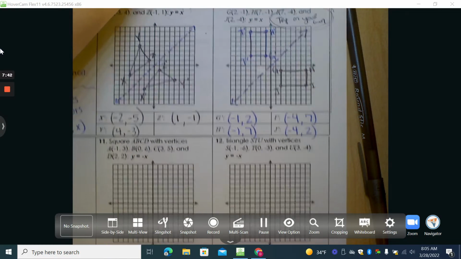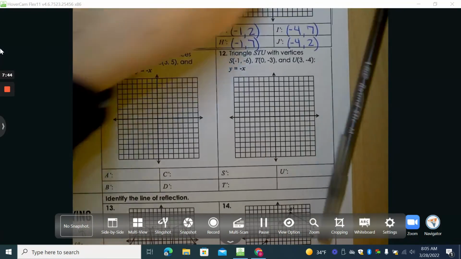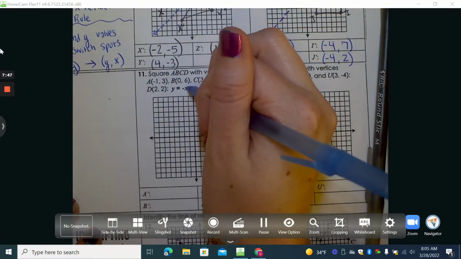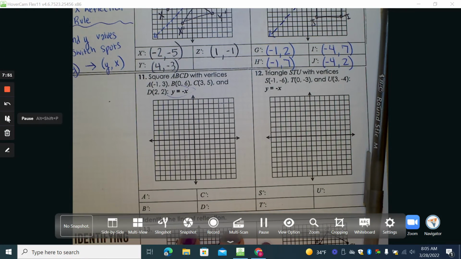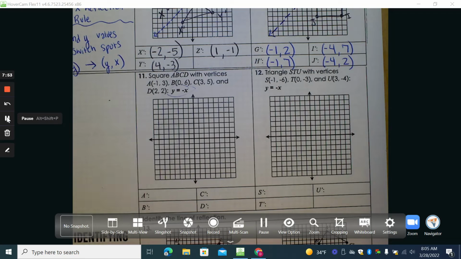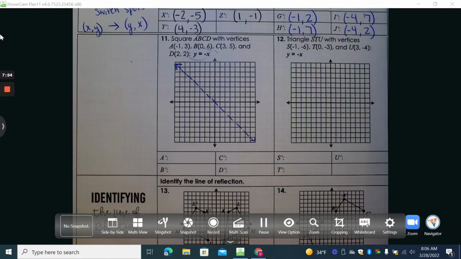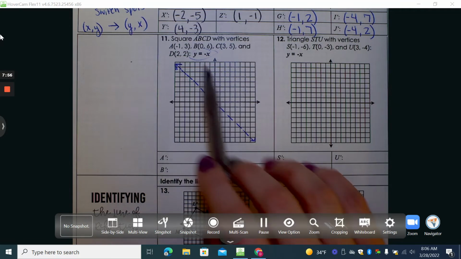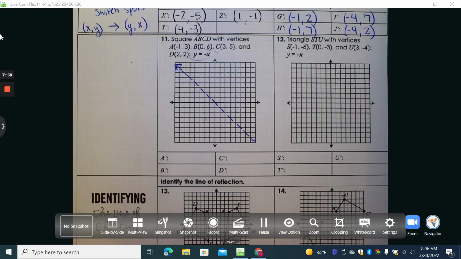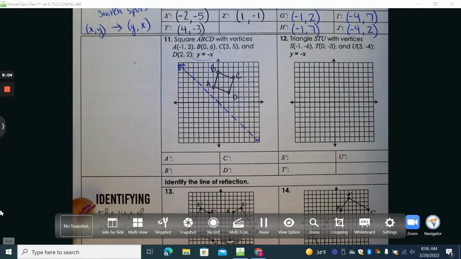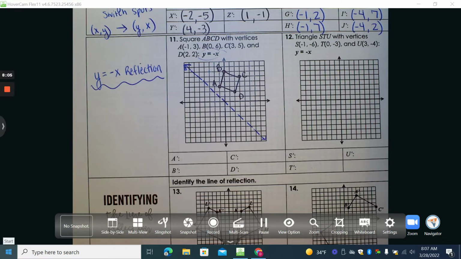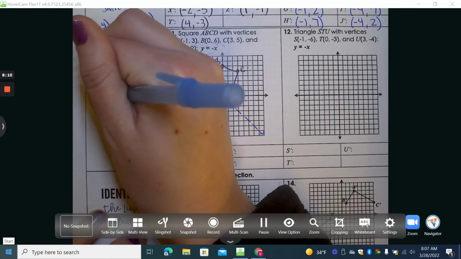We're going to move down to number 11, which is now reflecting over the line y equals -x. Y equals -x is just a diagonal line in the opposite direction. It looks like this. And so let's go ahead and start by drawing the shape ABCD, which looks like this. And when I have a y equals -x reflection, in that case, our x and y values do switch spots again.